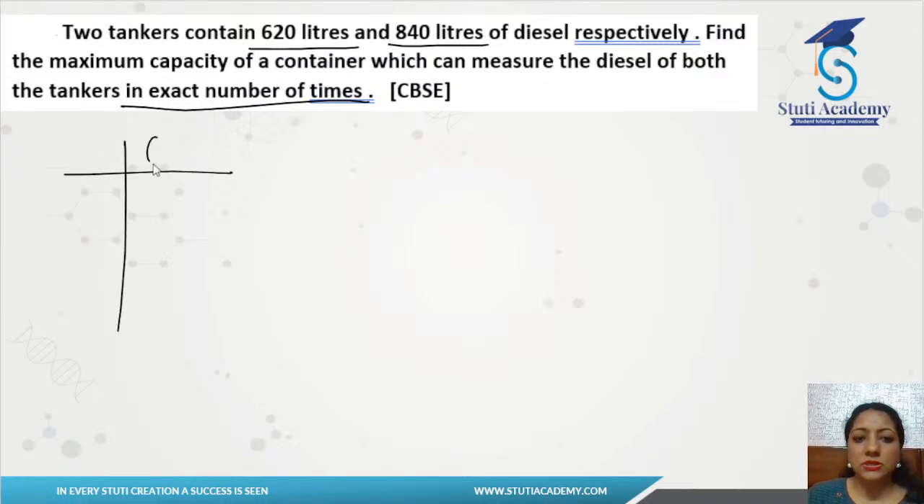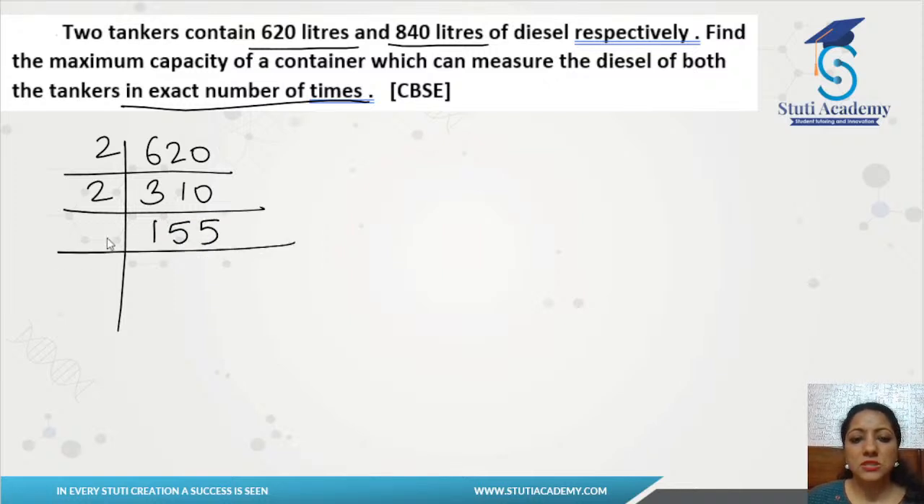So we'll take this 620. We are going to divide this by 2. We'll get 310. Then this by 2, we are going to get 155. This by 5, we are going to get 31. And 31 is itself a prime number. We'll leave it.